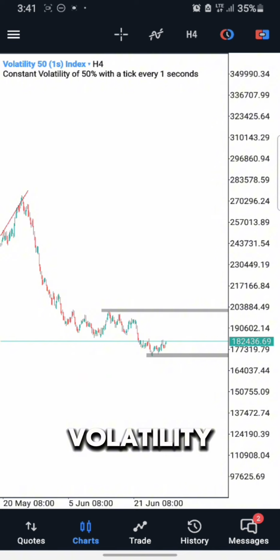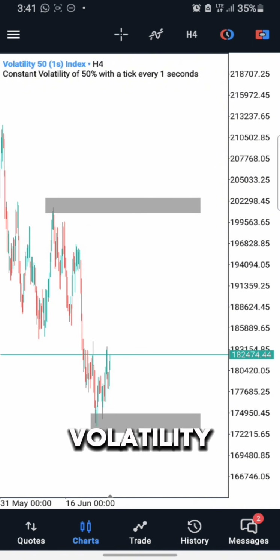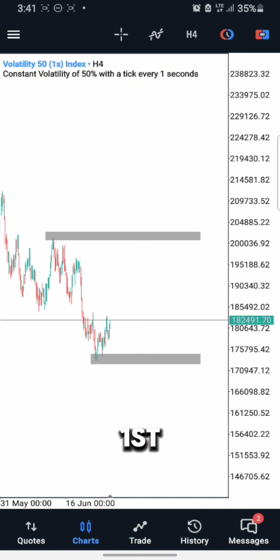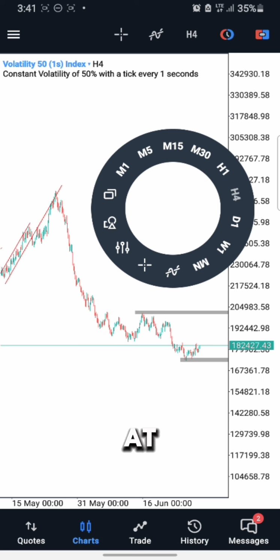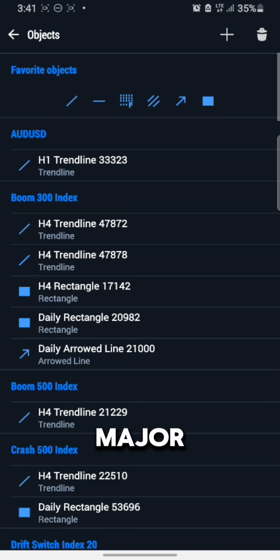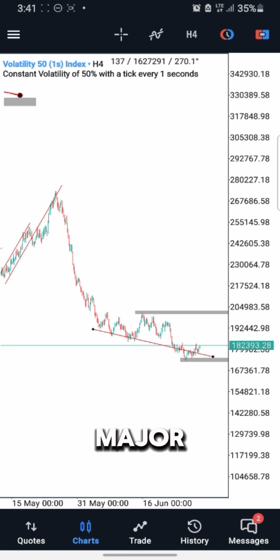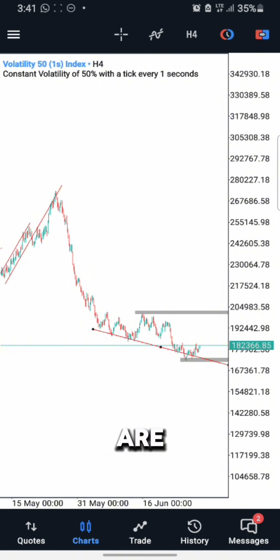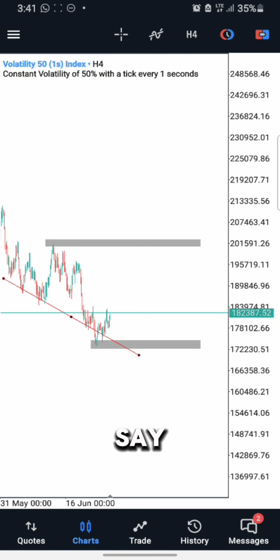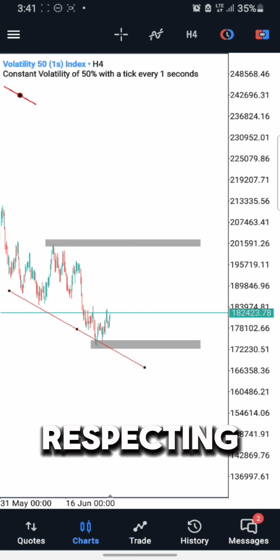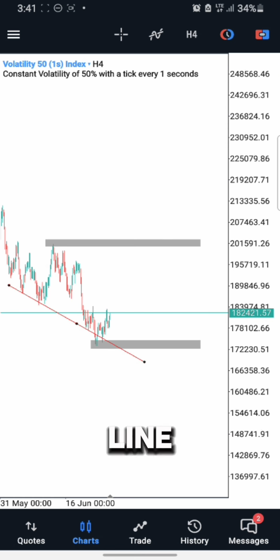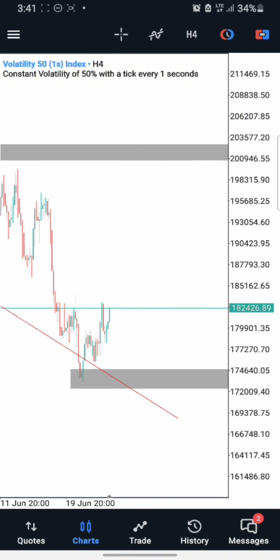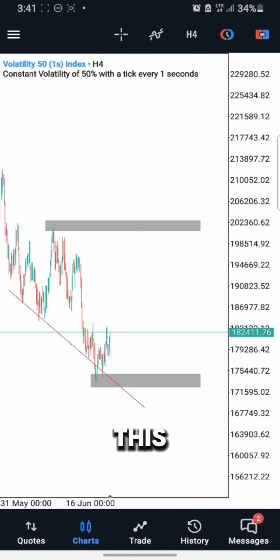Now, Volatility 51 second. So in the Volatility 51 second, we first put the shadow zones at the areas of confluence. That is the major area of support and the major area of resistance. So these areas are very important. Like I always say, they tell you what the market is respecting. And then we put another line that is marking a trailing support. So this line was respected quite a number of times.